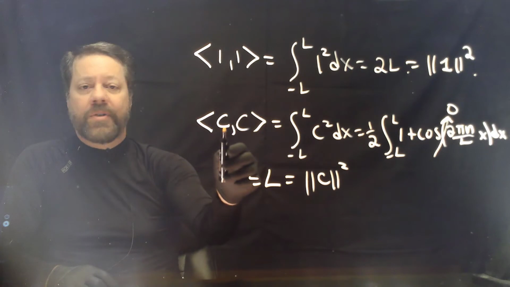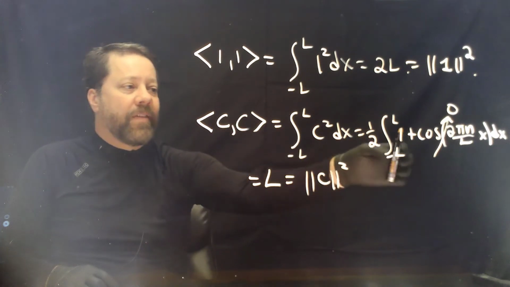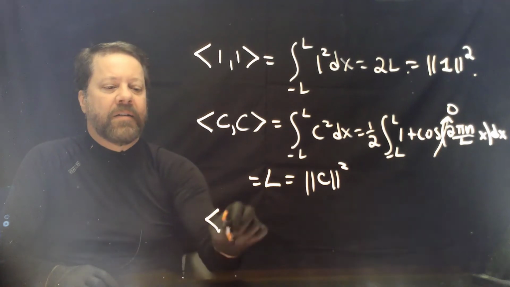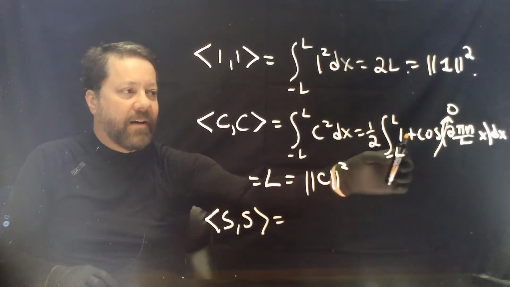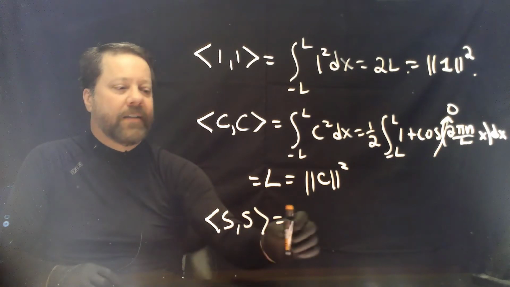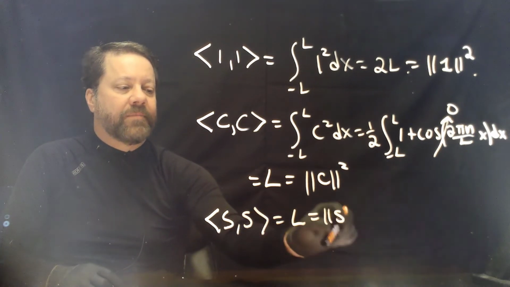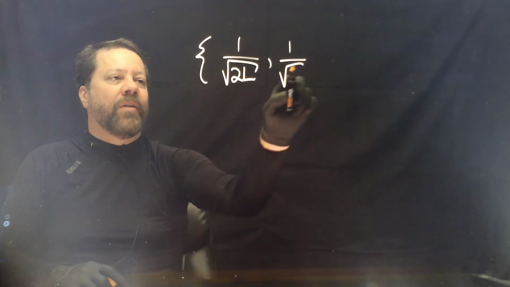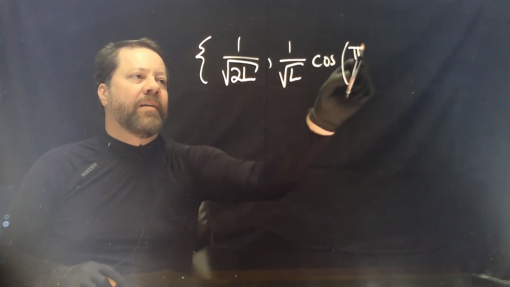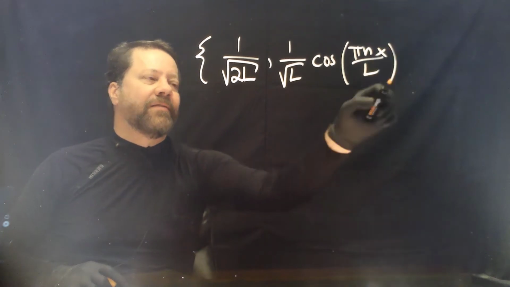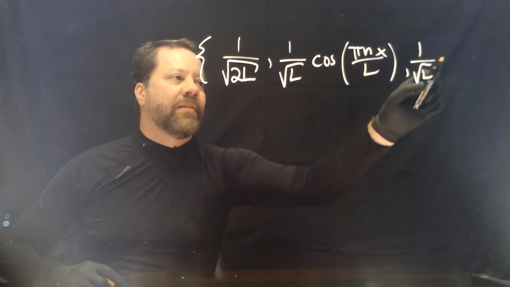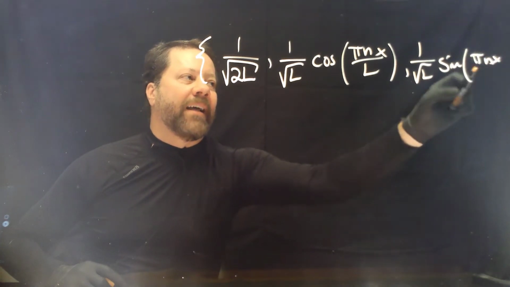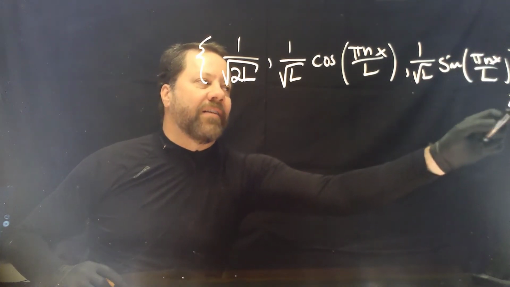It should be clear that if we used the sine functions instead, the only thing that would differ is that we would have a minus. And on that term, we get an integral of 0 anyway, so we still get L. Our Fourier basis then, that has been normalized, is 1 over the square root of 2L, 1 over the square root of L cosine pi n x over L, 1 over root L sine pi n x over L as n goes from 1 to infinity.